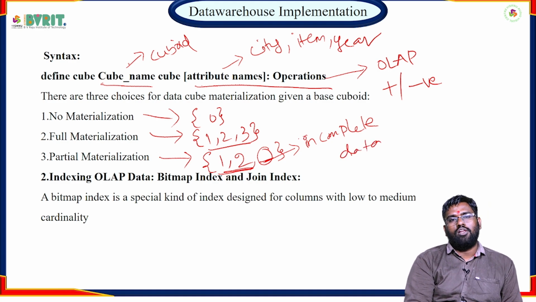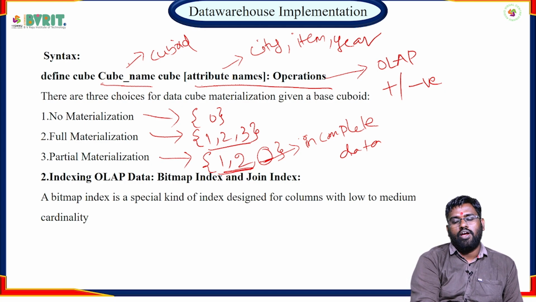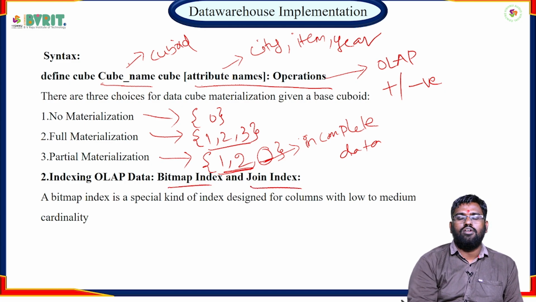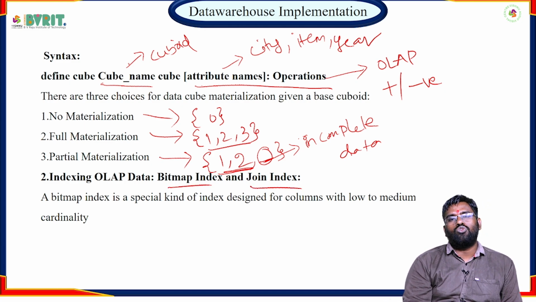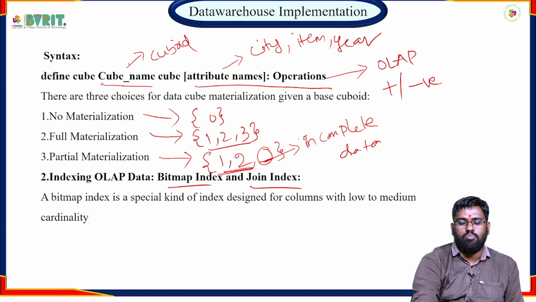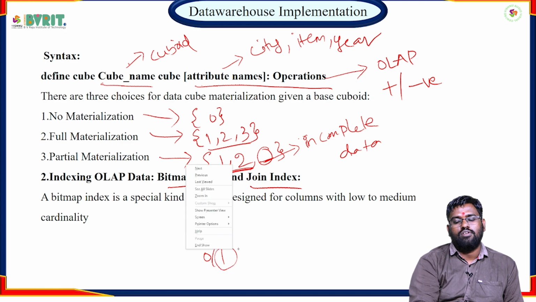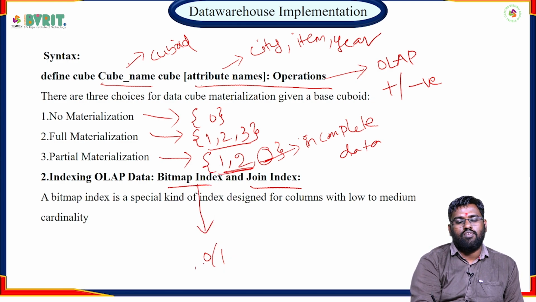That is about partial. Next, the second one: how to implement indexing for the OLAP operations. For OLAP indexing there are two types. First one, bitmap index, and second one, join index. Bitmap index is used to compare the given values in the form of 0 or 1. If the comparable value exists, the value will be 1. If the value does not exist, the value will be 0.